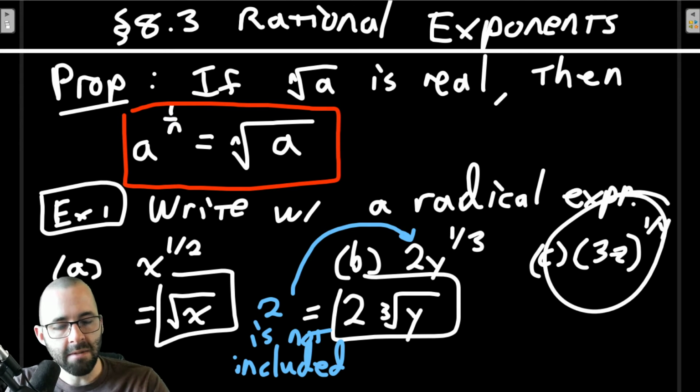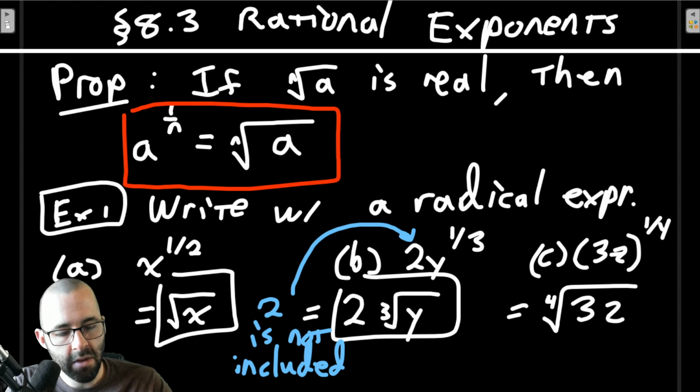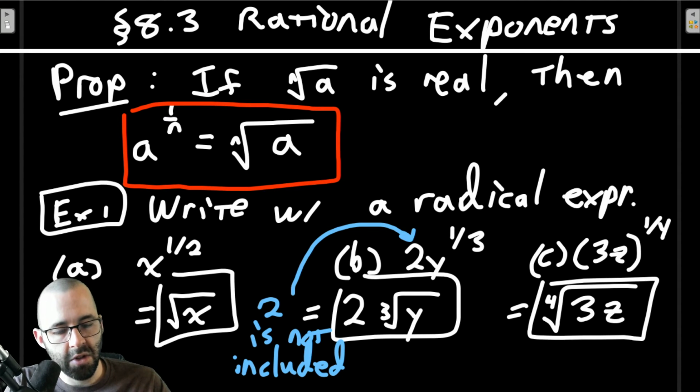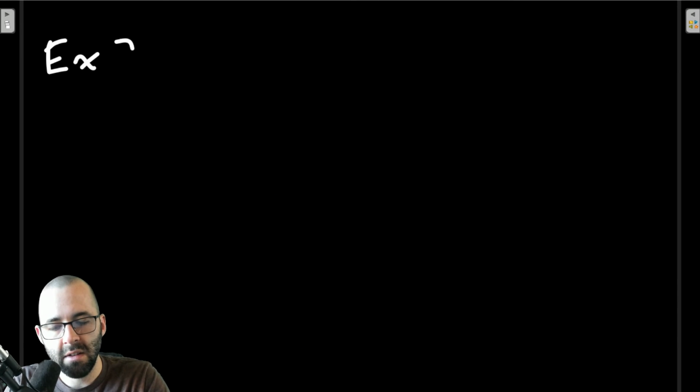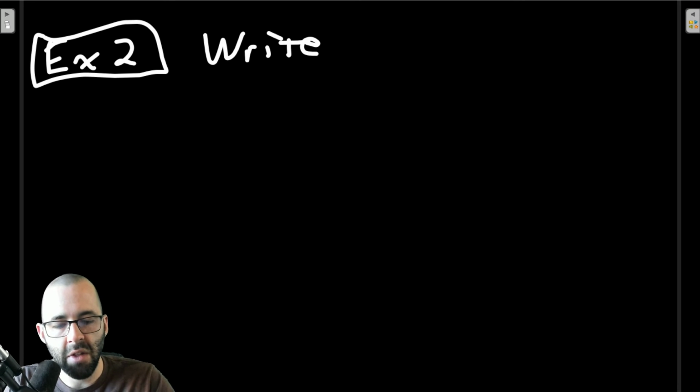Whereas over here in example C, they're both in the parentheses, which means they both get the exponent, they both get the radical, the index of 4, 3z. So the 2 over here is not included with the radical because it's not included with the exponent, whereas over here in C, they both have it. So just be careful with your parentheses. All right, let's do one more and we'll be good to go. You'll be good to go to start off on your journey towards complete 8.3 understanding. Write with a rational exponent. Go the other way.